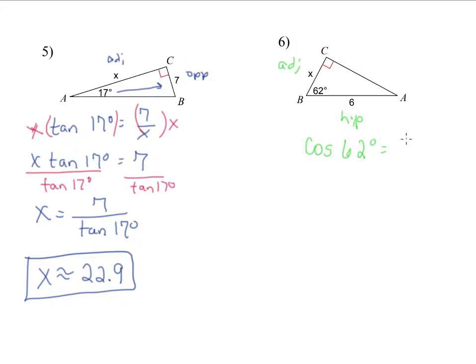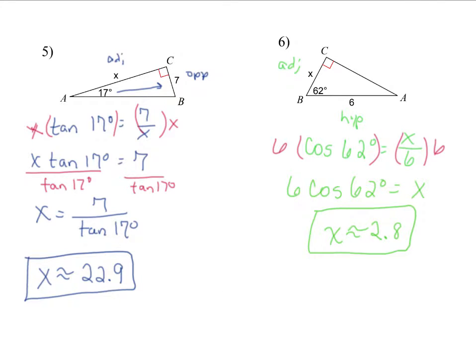Question number 6, this time we are given the adjacent and the hypotenuse. So we have cosine of 62 degrees is equal to x over 6. Solving this equation for x by multiplying each side by 6, we'll get 6 times cosine of 62 degrees equals x. Punching that into my calculator, x is approximately 2.8.